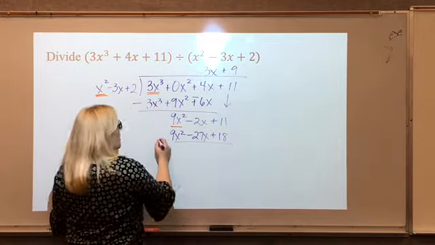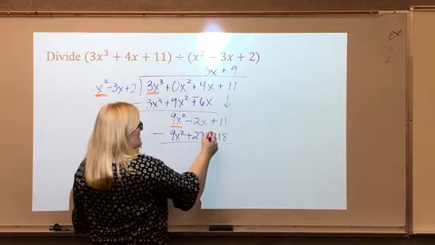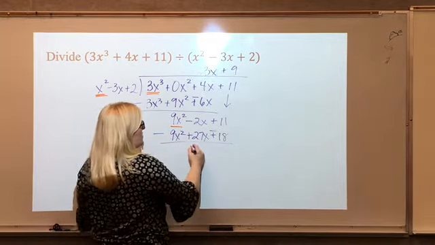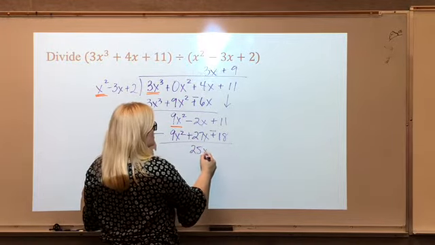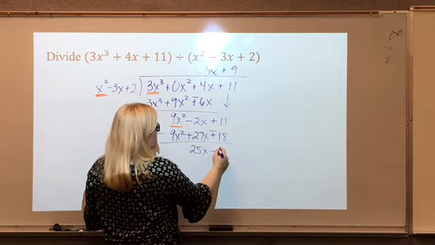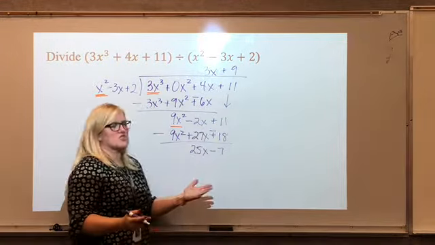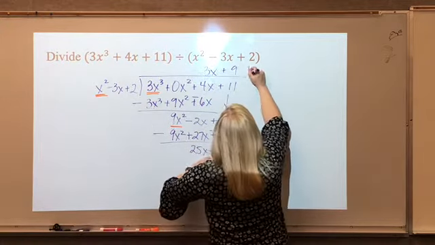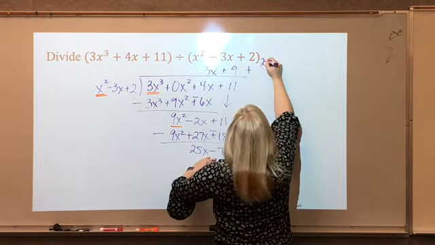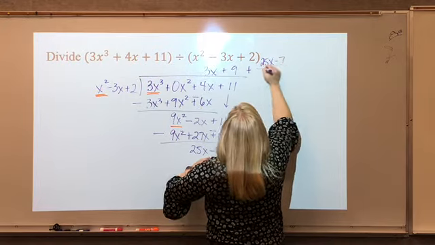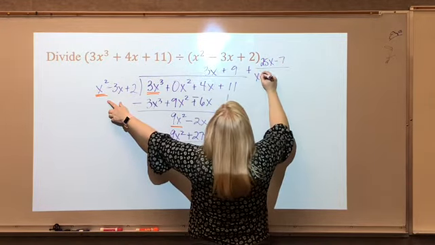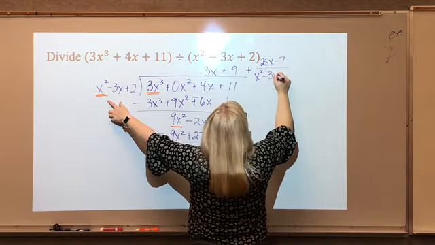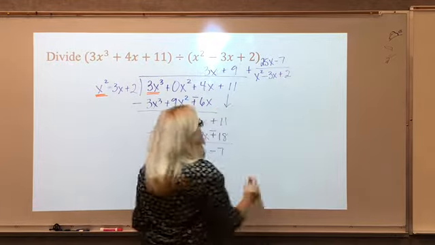Okay, subtract. So I change the signs. This is going to give me 25x minus 7. And I don't have anything else to drop down. So this is my remainder. So this is plus 25x minus 7 over x squared minus 3x plus 2.